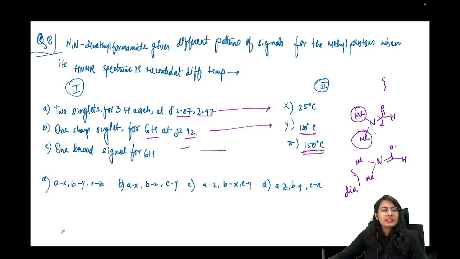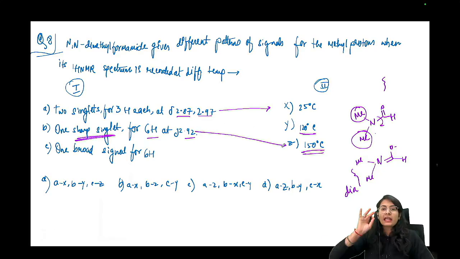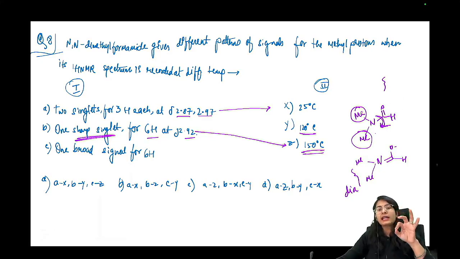Sorry, I just missed out the sharp and the broad. Yes, the sharp and the broad one. See, at a very high temperature, it is going to be a defined value. No, the answer is B only, because a sharp singlet will only happen when the temperature is very high so that it is constantly rotating, it is not stopping. So this will clearly tell you that both of the methyls have become the same at very high temperature.